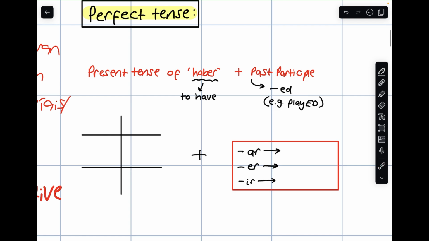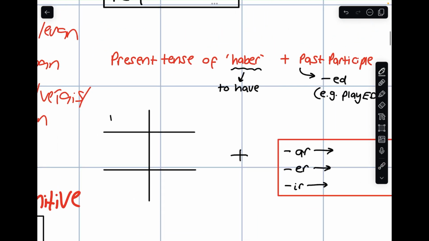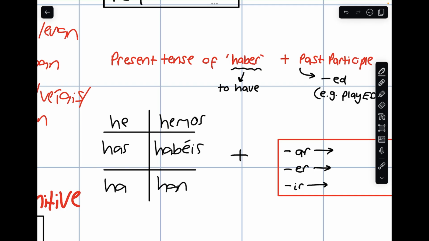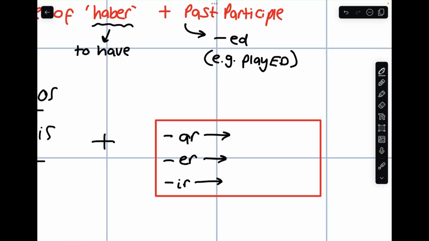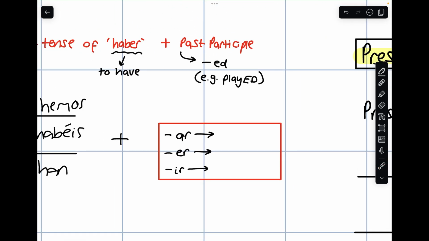In Spanish, the present tense of haber is he, has, ha, hemos, habéis, han. So that's my present tense of haber, and we choose the correct one based on the subject of the sentence. And then my past participle is very simple to form. We take off the ending and add on the new one. So for AR verbs, the new ending is ado, and then for ER and IR verbs, it's ido.